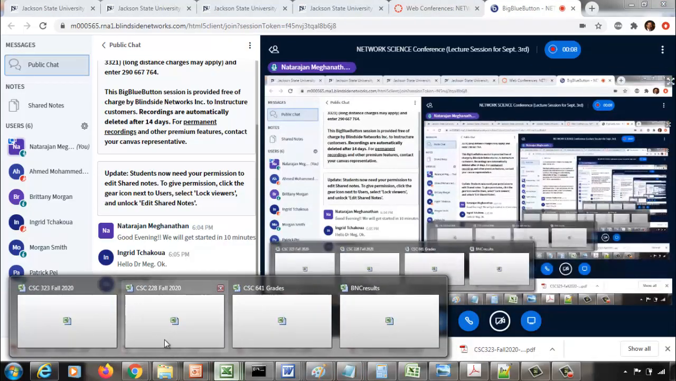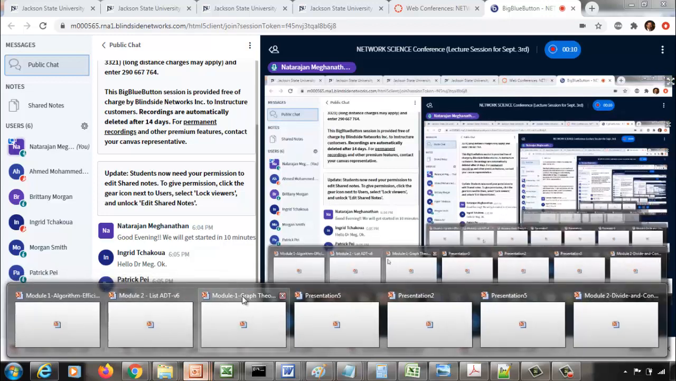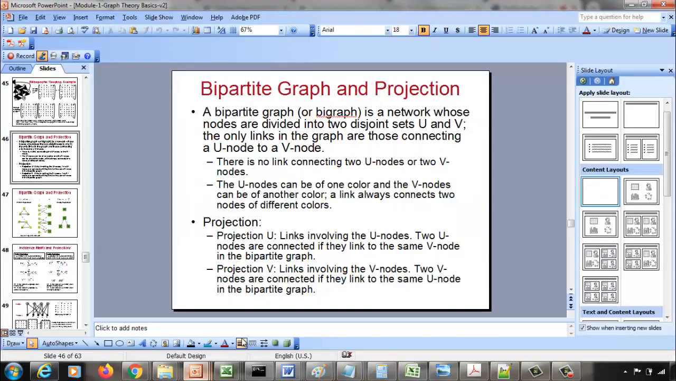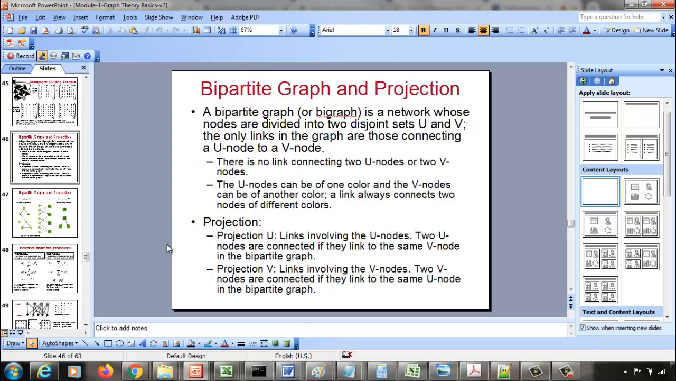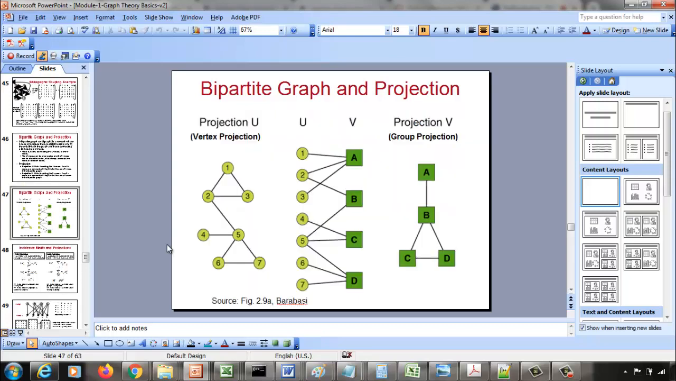Alright, so we were looking at bibliographic and co-citation coupling last time, and I said there's a very similar approach we will do for what is called bipartite graph analysis. So first of all, what a bipartite graph is.